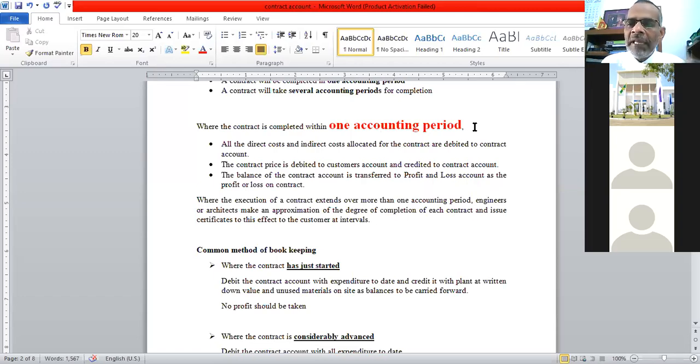2 million, whatever the amount, debit that to the contractee account, and we have to credit in what account? Where we have to credit? Contract account. Very good. The contract account would be credited, all the expenditure would be debited. Finished. Third point, the balance of the contract account is transferred to the P&L account or income statement as a profit or a loss. I explained to you.